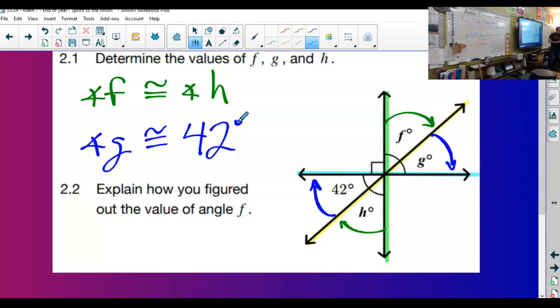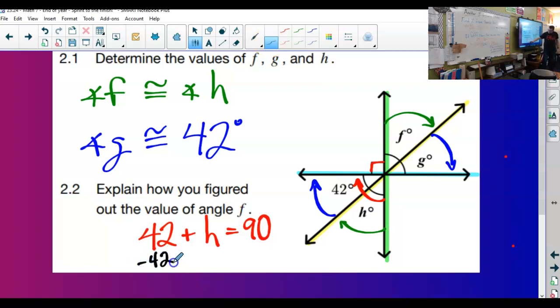So 42 and H together equals 90. Pause. Do you see what Zane sees? That 42 and H together need to be 90 because if this is 90, then this has to be 90 to make a straight line. Questions? Continue. And 42 plus H equals 90. And also 48 plus 42 equals 90.